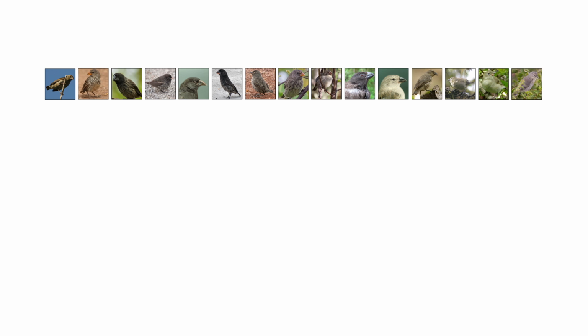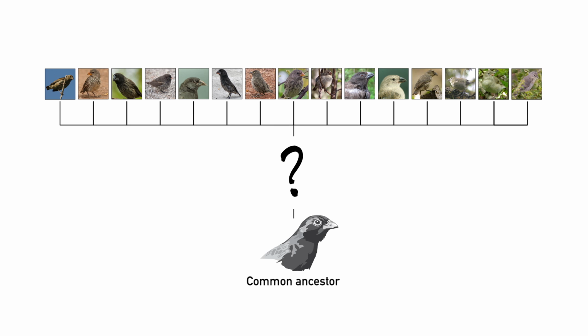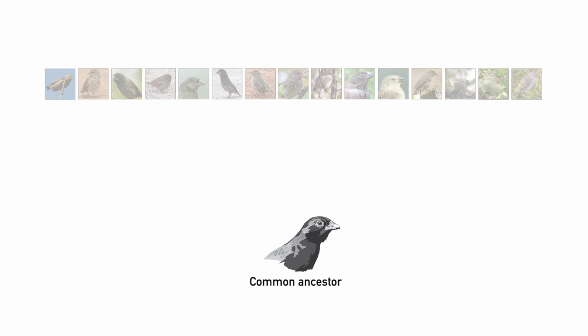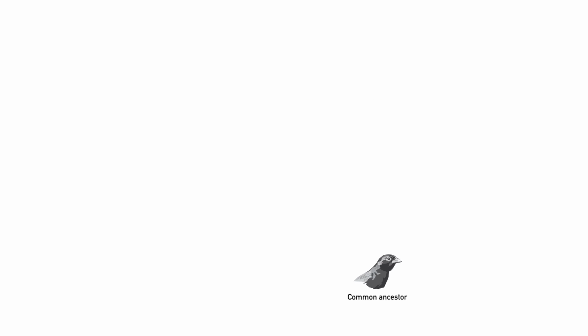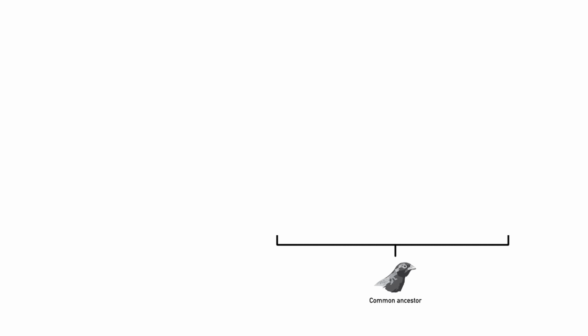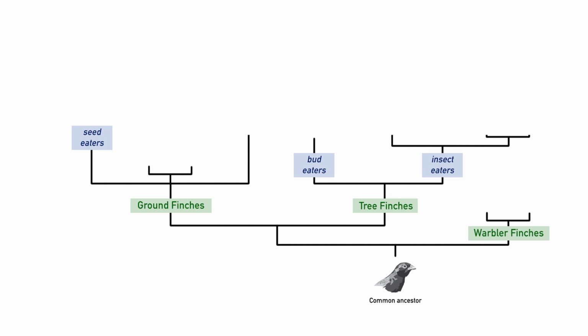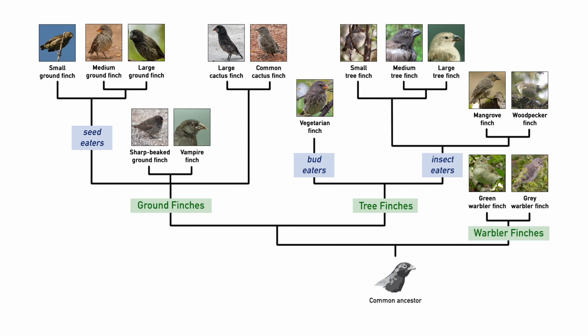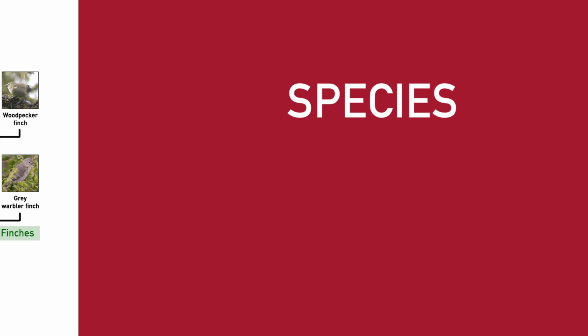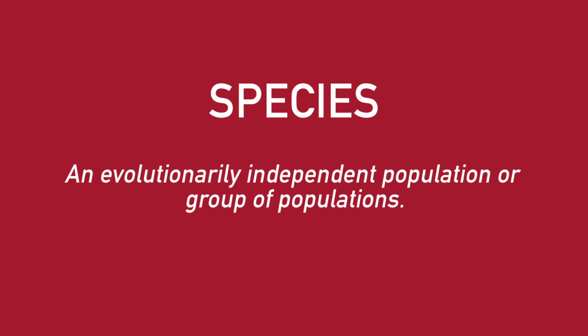So how did 15 species arise from a single ancestor? New species arise through speciation, a process where one species splits into two species. This can happen repeatedly to produce many species. So, to evolutionary biologists, a species is an evolutionarily independent population or group of populations. Independent because there is little or no interbreeding between the two separate species.